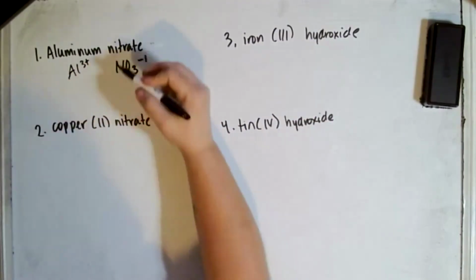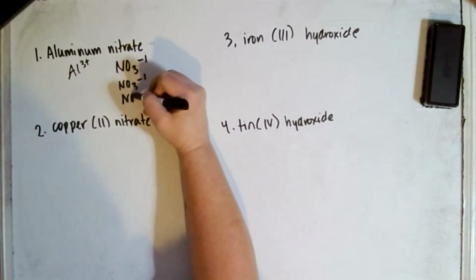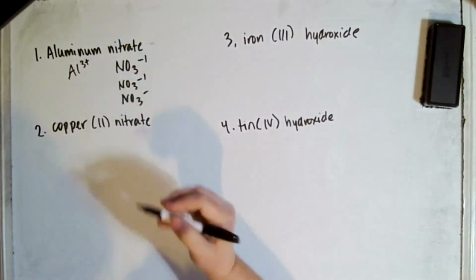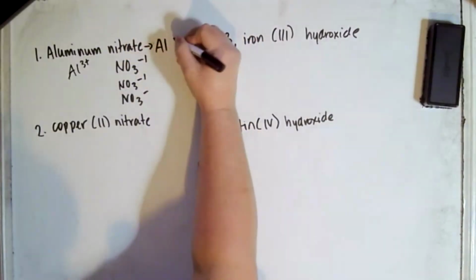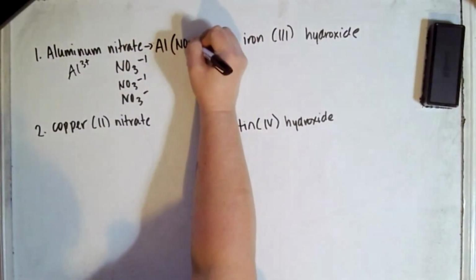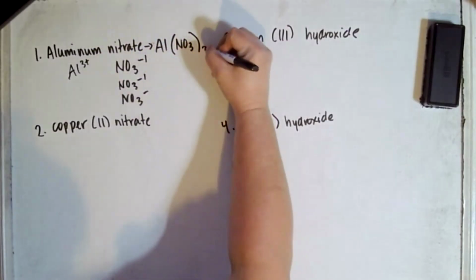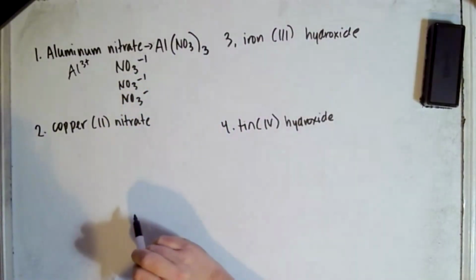Aluminum is a +3 charge. So we are going to need 3 nitrates for every 1 aluminum. So the formula for this is going to be Al, and then in parentheses, NO3. Then we'll close our parentheses, and then we're going to write the subscript, which represents the number of nitrate ions that we need.